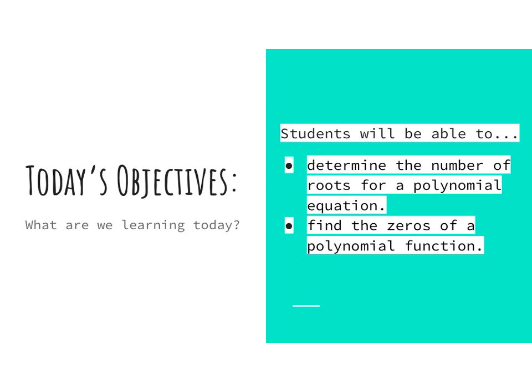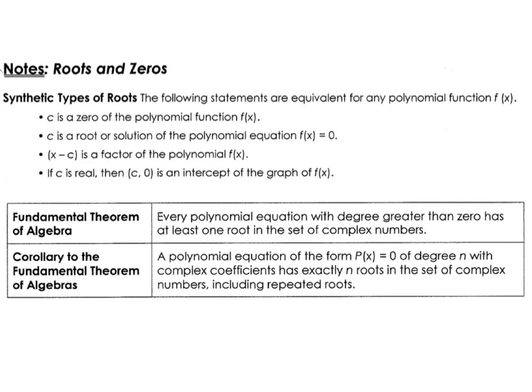Let's get started. Alright, when we're talking about types of roots of a polynomial function, we're saying that these following statements are equivalent for any polynomial function. So we can say C is a zero of the polynomial function. We can say C is a root or a solution of the polynomial equation f of x equals 0. We can say x minus C is a factor.